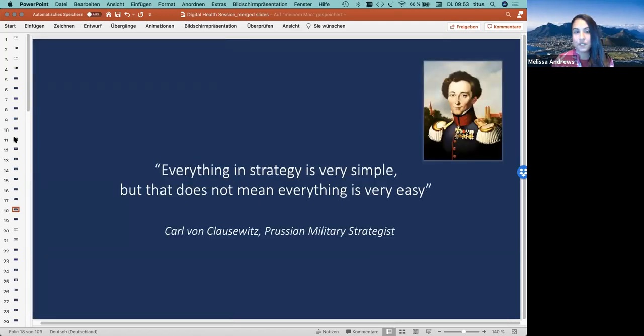Everything in strategy is very simple, but that does not mean everything is very easy. And that's what we need to highlight very clearly: we've put all of these strategies in place, but now it comes to implementation. And how are we going to get through that implementation? Many of you have highlighted already what some of the issues are through that implementation process. So it's about how we move past those.